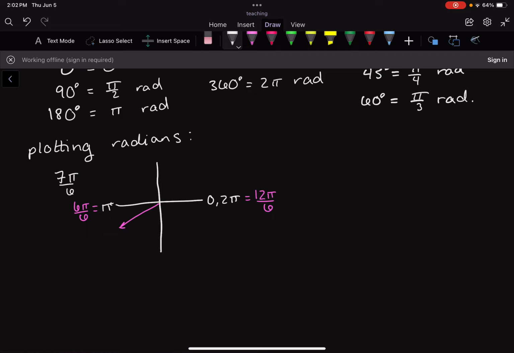And then for one more, I'll show you one with a denominator of 3. The ones that we're going to see in this course will have either a denominator of 3, denominator of 4, or denominator of 6. Or I guess technically denominator of 2. So let's do 5 pi over 3.